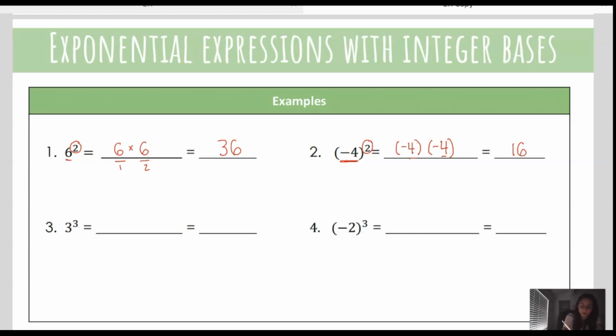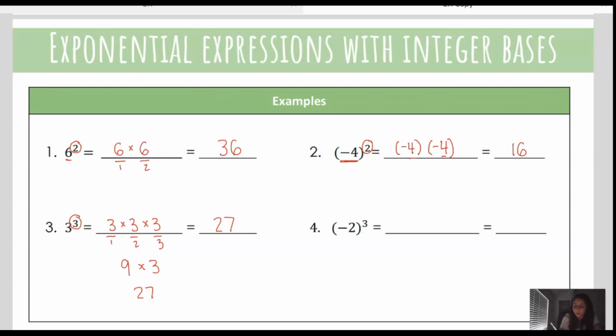Looking at number 3, we have 3 cubed, or 3 to the third power. So our base is 3, so that's what we're going to multiply over and over again. And in this case, we're going to repeat the multiplication 3 times, because we have an exponent of 3. So 1, 2, 3. And then we have to multiply. 3 times 3 is 9, and then we have to multiply it by 3 again, which is 27. So 3 cubed, or 3 to the third power, is 27.